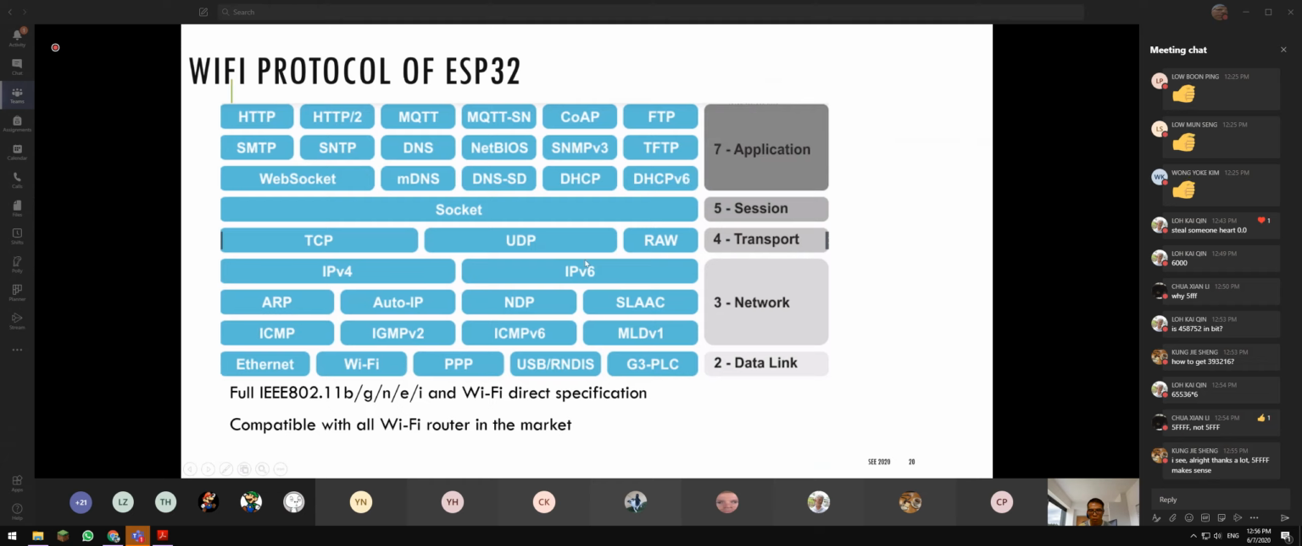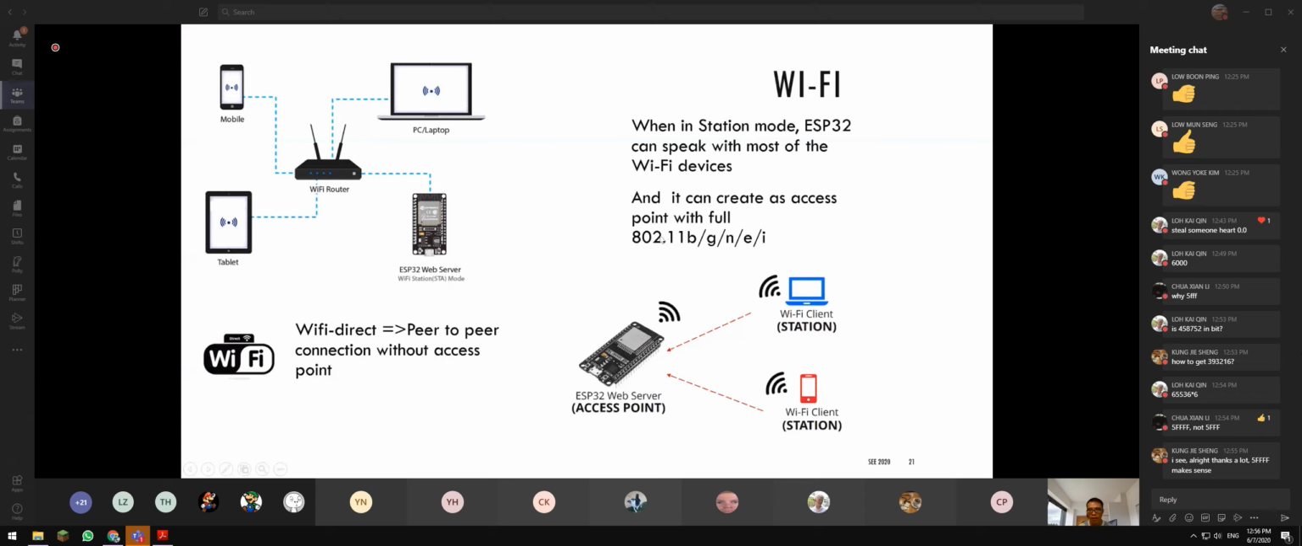This is the Wi-Fi protocol stack. I'm not going into details on this. It is a 7-layer stack. Basically, it can support most of the protocols in the market, which means it is already compatible with all the Wi-Fi routers in the market. From MQTT to CoAP, all these are IoT protocols. The interesting point is that the ESP32 can be an access point, or be in station mode.